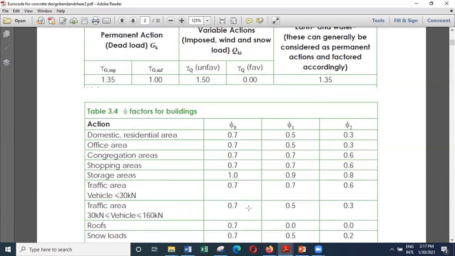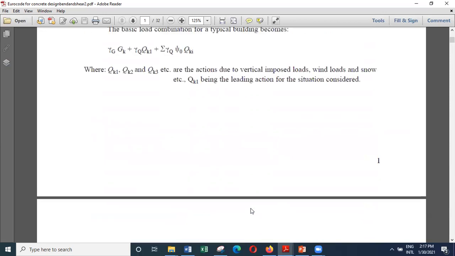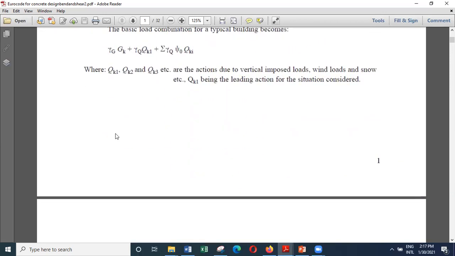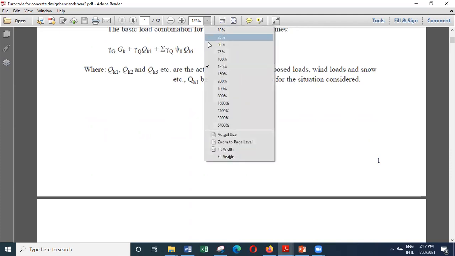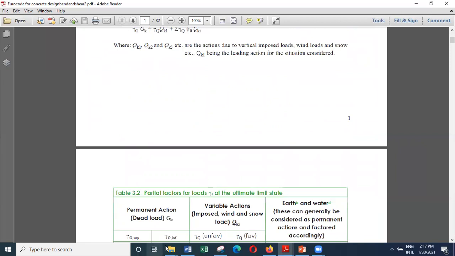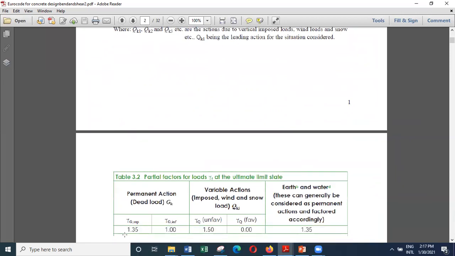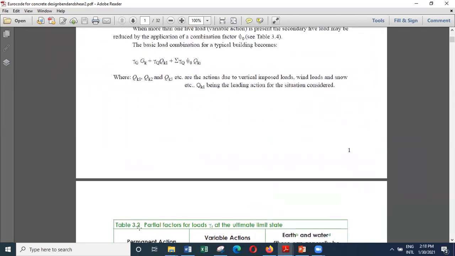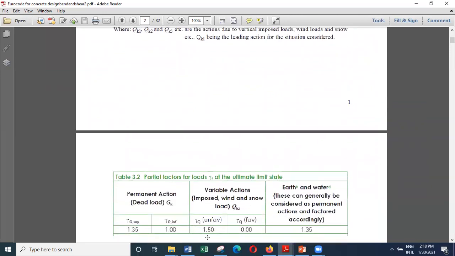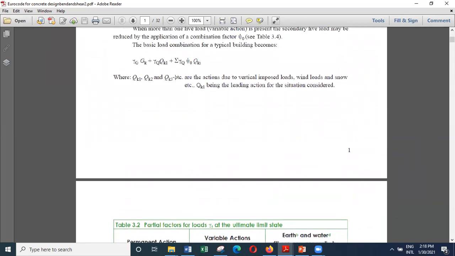So if you want to combine the dead load, here you get a factor of 1.35. For live loads, so variable actions, the vertical loads, you get 1.5.